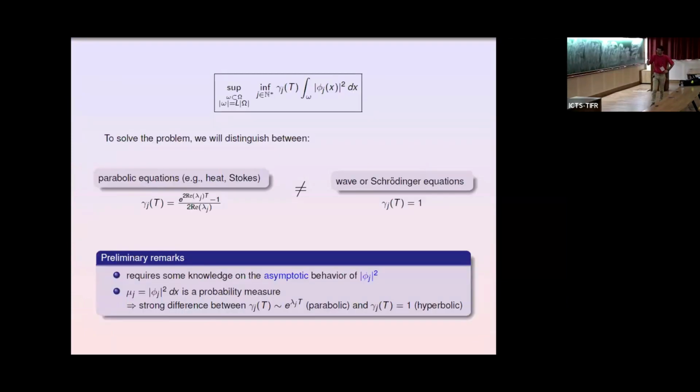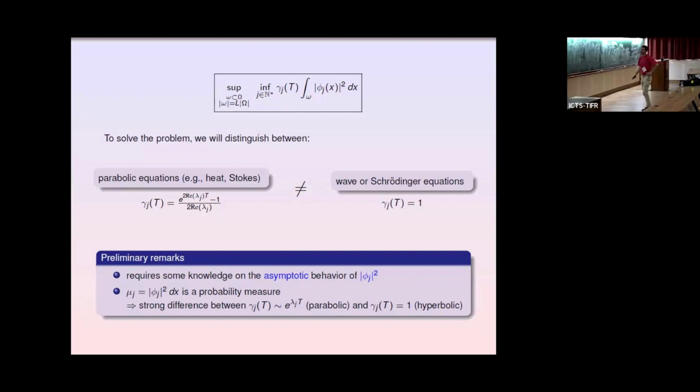Let us attack it. Here is the shape optimization problem we want to solve. And as I said at the beginning, the solving will be very different according to whether you consider parabolic equations or hyperbolic equations. This will be very dramatically different. In the parabolic equations, moreover, you have coefficients in front of the integral that are exponential, while for wave and Schrödinger equations, this coefficient is equal to 1.